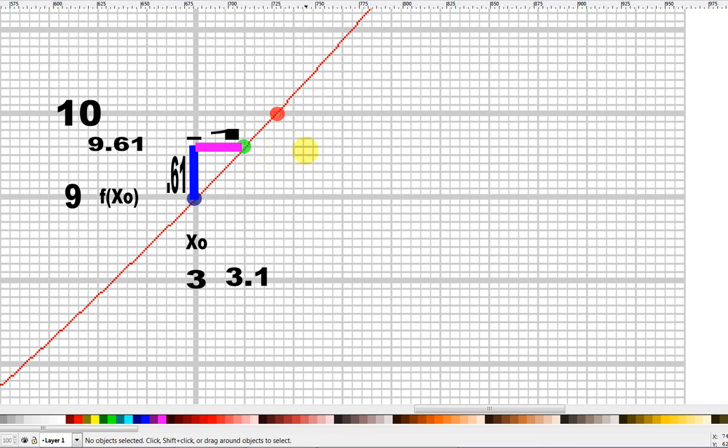Now, r is just the ratio of those two things. 0.61 divided by 0.1 equals 6.1. So that's what we got for r. R equals 0.61 divided by 0.1 equals 6.1.